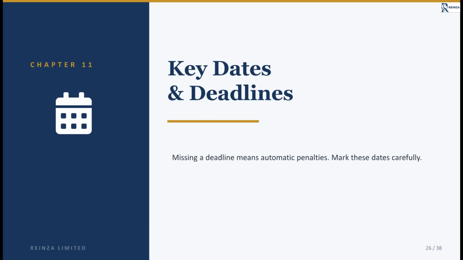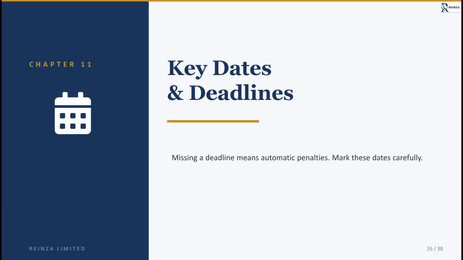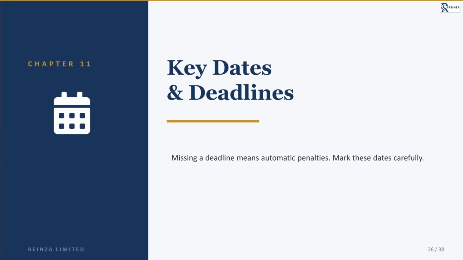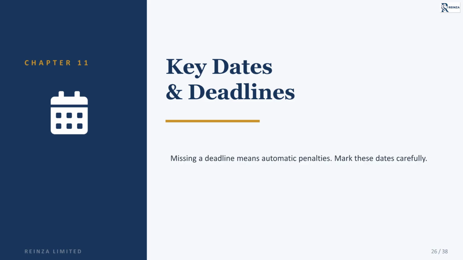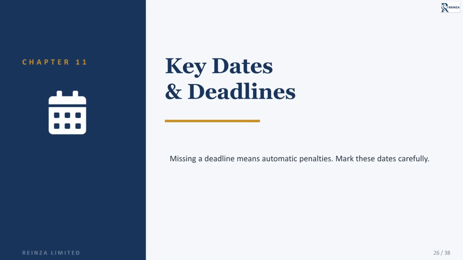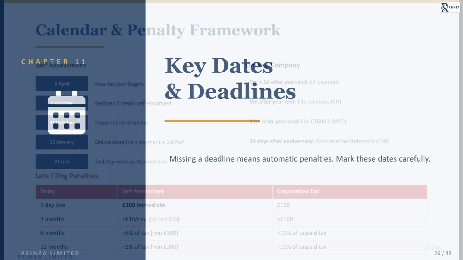Chapter 11. Key dates and deadlines. Missing a tax deadline means automatic penalties. There are no excuses accepted for simply forgetting. So it is essential that you know every key date and put them in your calendar immediately.